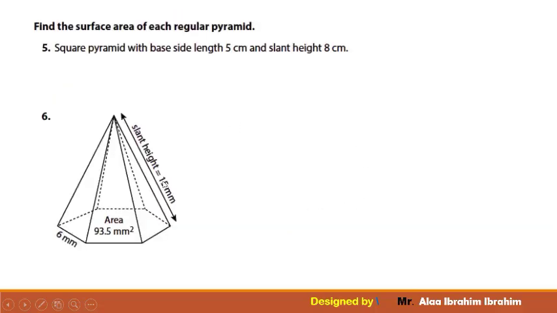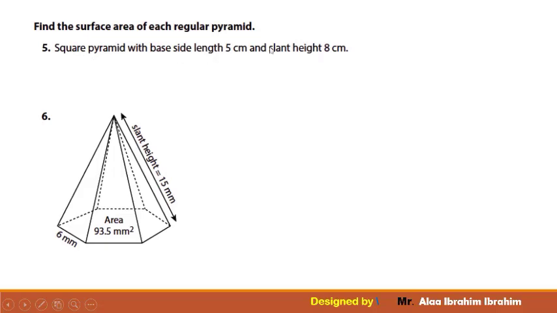Now we're dealing with a pyramid, but with a hexagon. So this is a square pyramid with a base side. This is the first example, this is the second example. So we're dealing with a square. Like the first example, the side length is 5. So 5 times 5, 25.